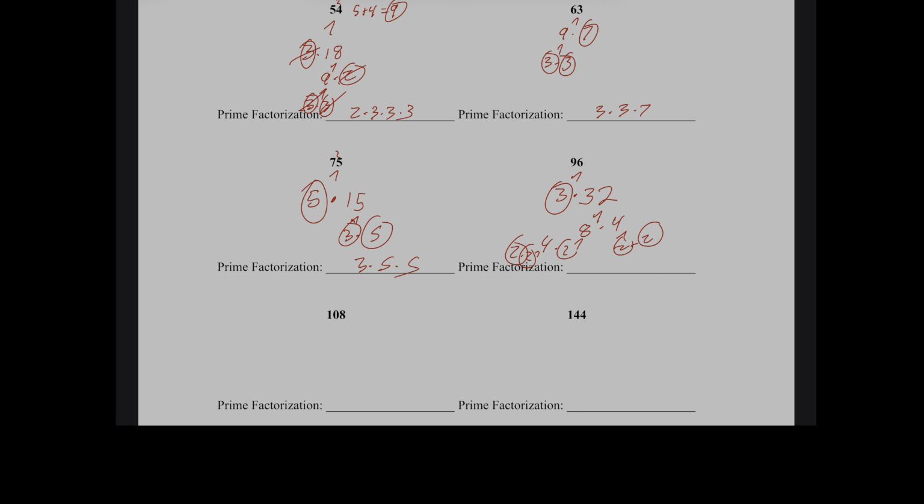Whoa, see why I'm circling them? Now, how many 2's do I got here? 1, 2, 3, 4, 5. 2 times 2 times 2 times 2 times 2 times a 3. Another way to write this, you could also do this: 2 to the 5th power times 3. There's just another way to do it. They're both right.